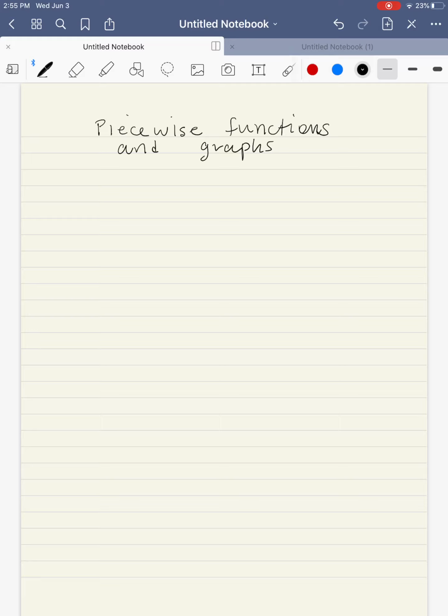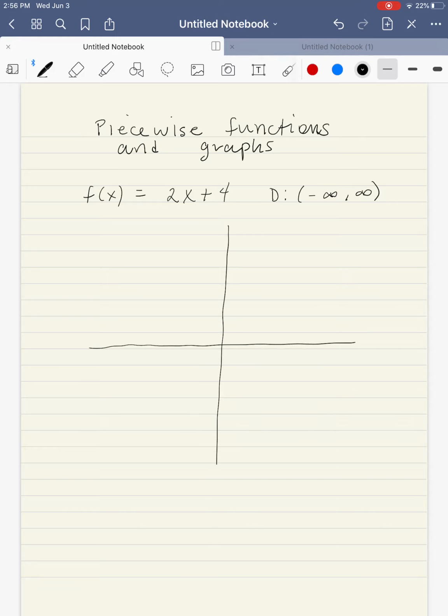So far, all of the functions and graphs that we've looked at have been defined the same way over the entire domain. For instance, if I said a function was f of x equals 2x plus 4, I don't specify for which values of x. That implies that my domain is for all x's from negative infinity to infinity.